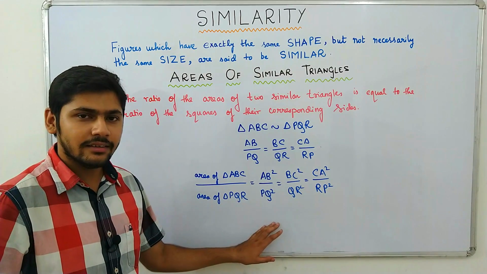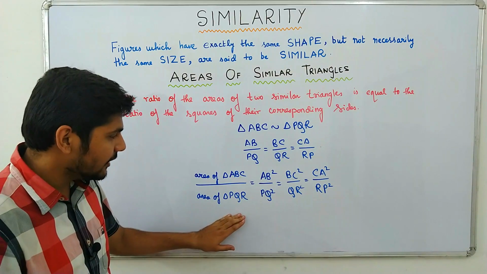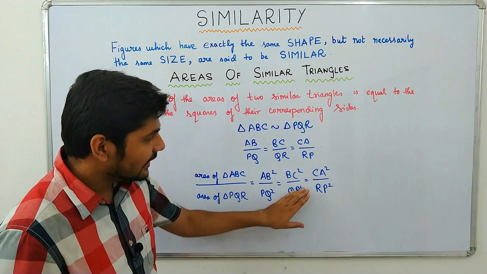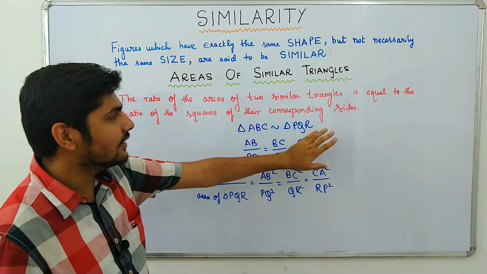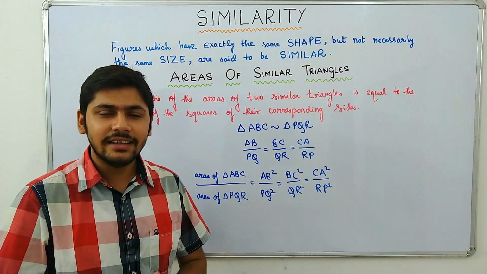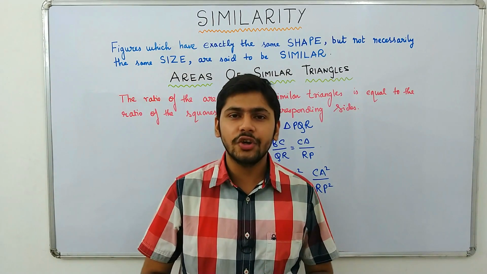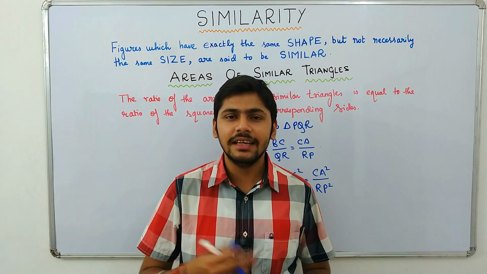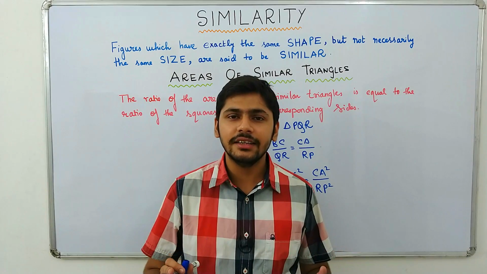Okay, so this is the thing relating to areas of similar triangles. Area of triangle ABC divided by area of triangle PQR will be equal to AB square by PQ square equal to BC square by QR square equal to CA square divided by RP square. That means ratio of the areas of two similar triangles is equal to the ratio of the squares of their corresponding sides. I hope you understand this. It's very easy. Now, this is the last thing of the theory you need to know before solving the sums of similarity. In the second part, that means the next video, I'll solve some sums based on similarity and all the theory that we did in this video.